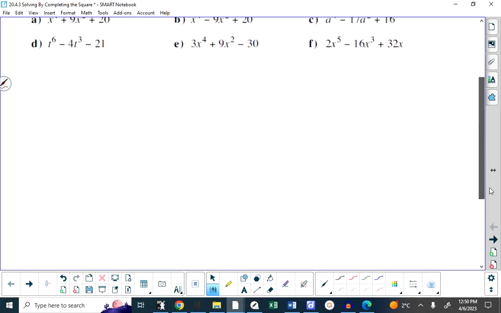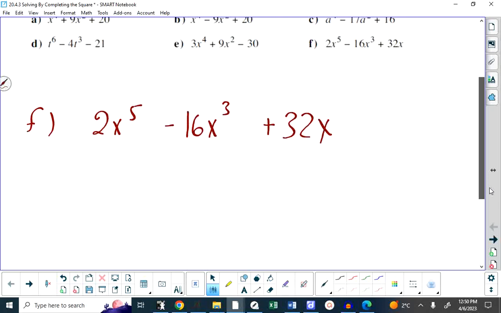You look at 1F, let me rewrite it here. It's 2x to the 5 minus 16x cubed plus 32x. And it's not quadratic in any way. We can't use a quadratic presentation of it. And the main reason is this x to the 5 cannot be written as something squared because 5 is an odd number. If it were x to the 4, it could be x squared squared. If it were x to the 10, it could be x to the 5 squared.